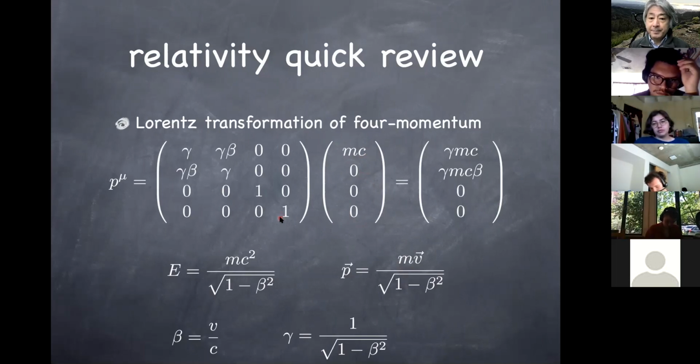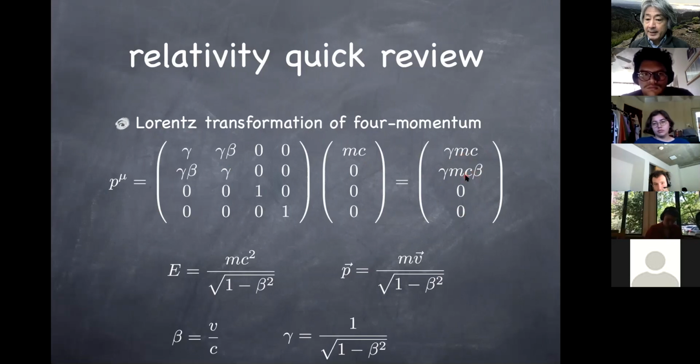Then I can immediately apply what we derived on the previous slide to go from the rest frame to a moving frame using this boost matrix. Then you can find that the four-vector now looks like this. So energy is now changed from mc to gamma mc. And now you have the spatial momentum gamma mc beta.